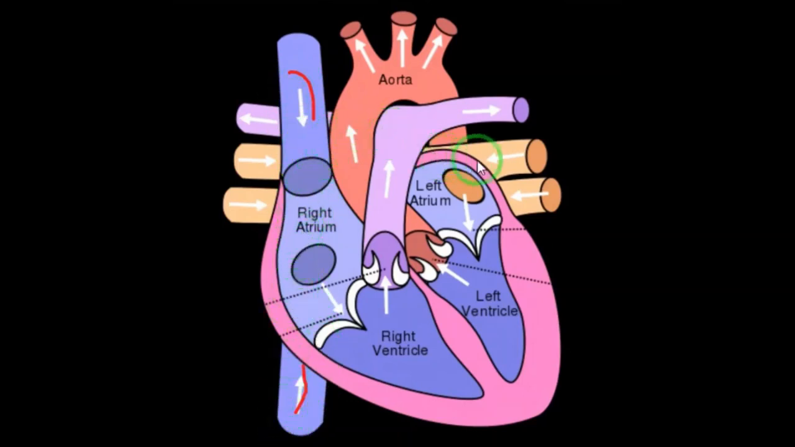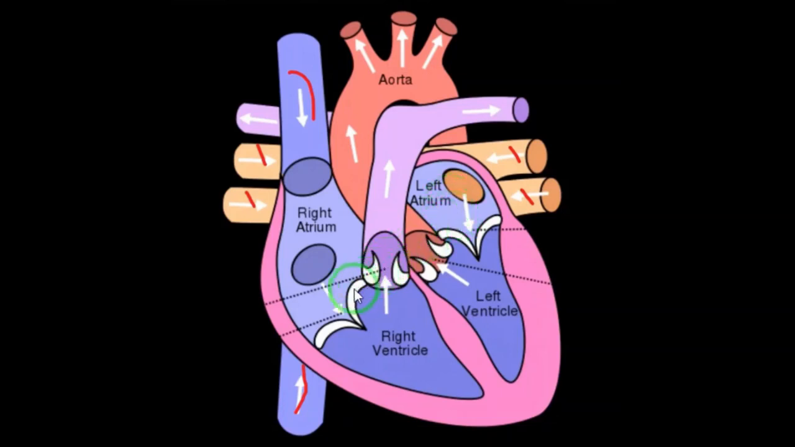Then the pulmonary veins. Where is the pulmonary vein? This is a pulmonary vein. These pulmonary veins bring oxygenated blood to the left atrium from the lungs. This also is a pulmonary vein. So these pulmonary veins bring oxygenated blood to the left atrium from the lungs.